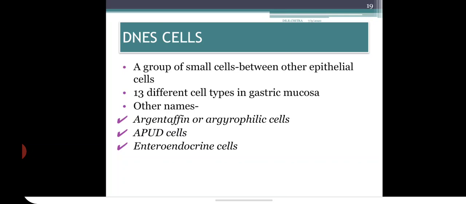DNES cells, otherwise called argentaffin or enterochromaffin cells, APUD cells, enteroendocrine cells. They are the group of small cells between the other epithelial cells. 13 different cell types of these cells are present in the gastric mucosa.